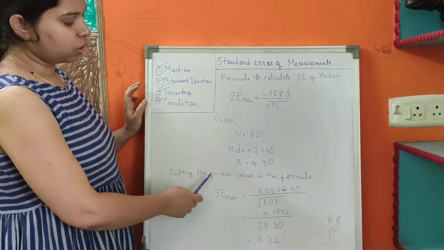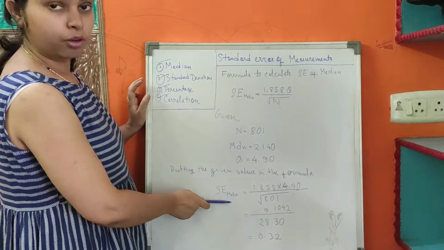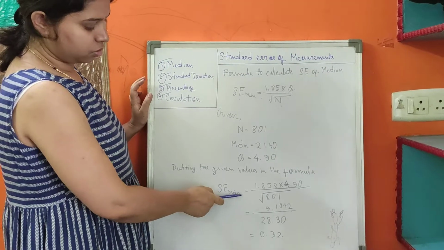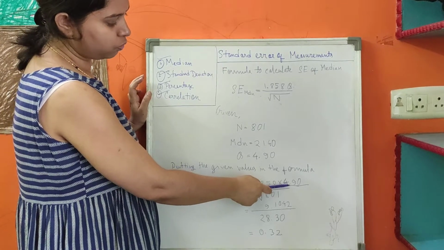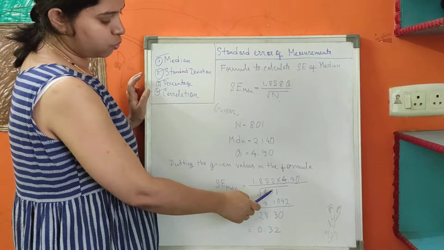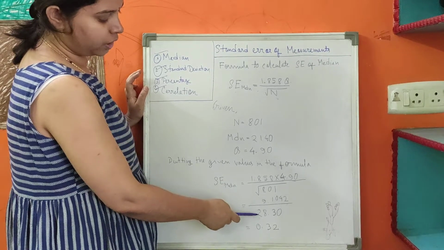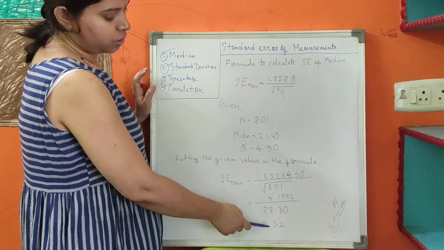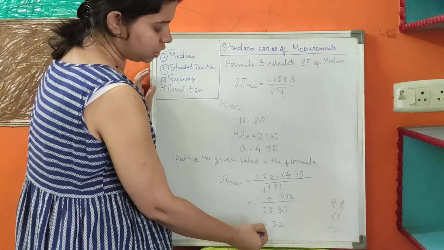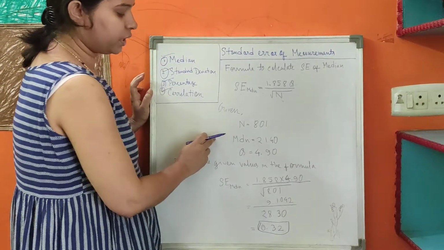Now putting all the given values in the formula, we will find the standard error of median. So that is 1.858 into the Q value 4.90 divided by square root of 801. So it is 9.1042 divided by 28.30, which is equal to 0.32. So this is the value of standard error of median for this particular data.